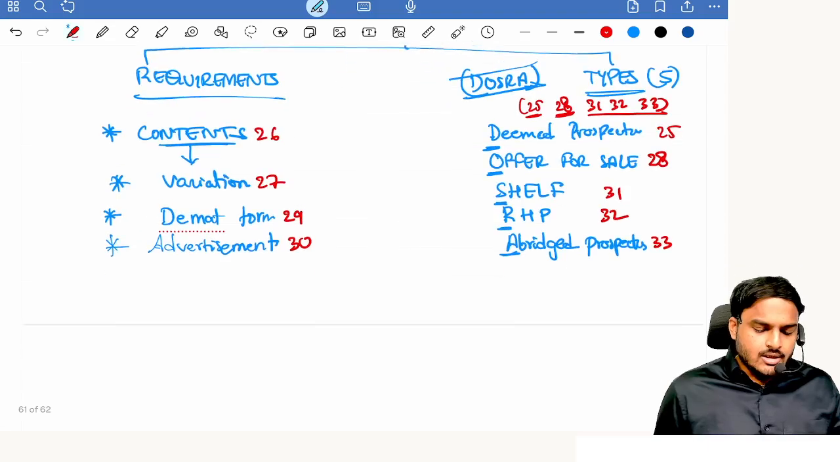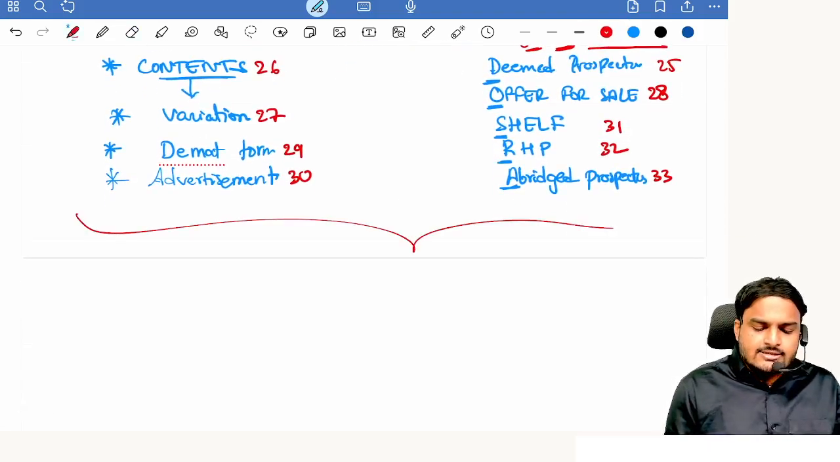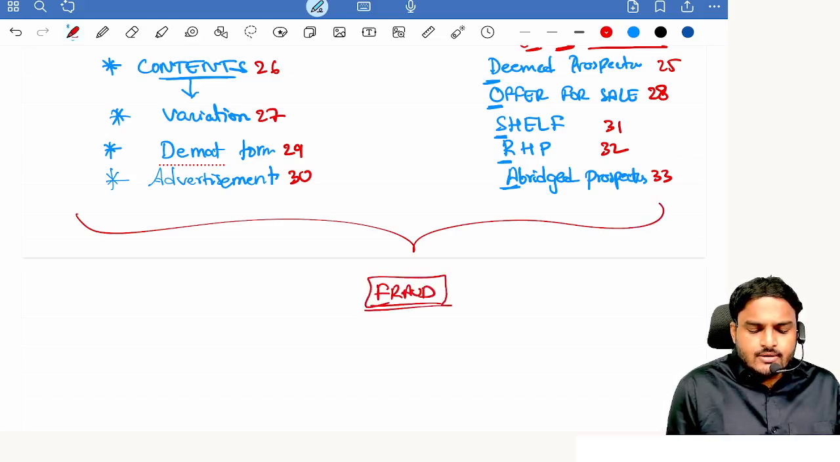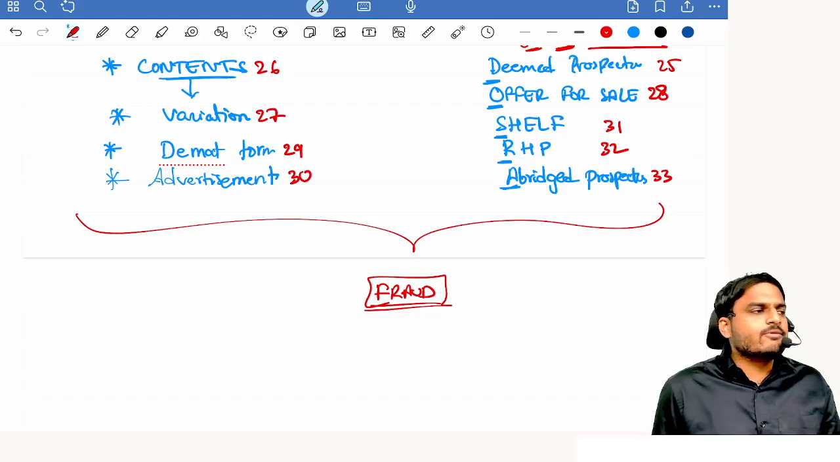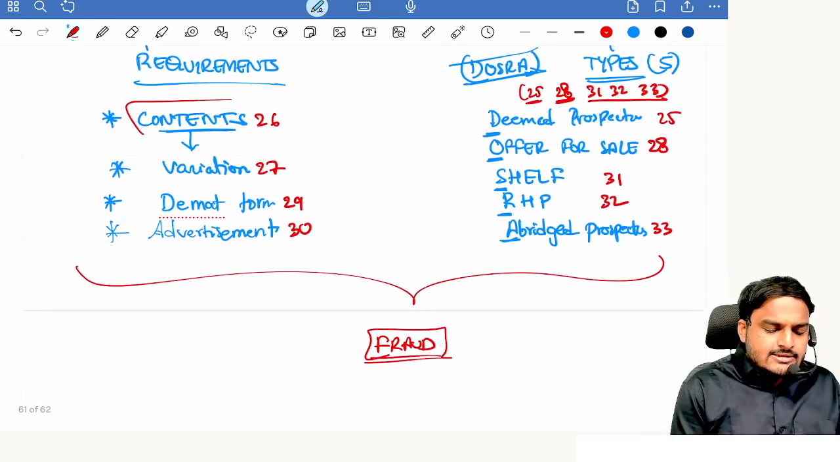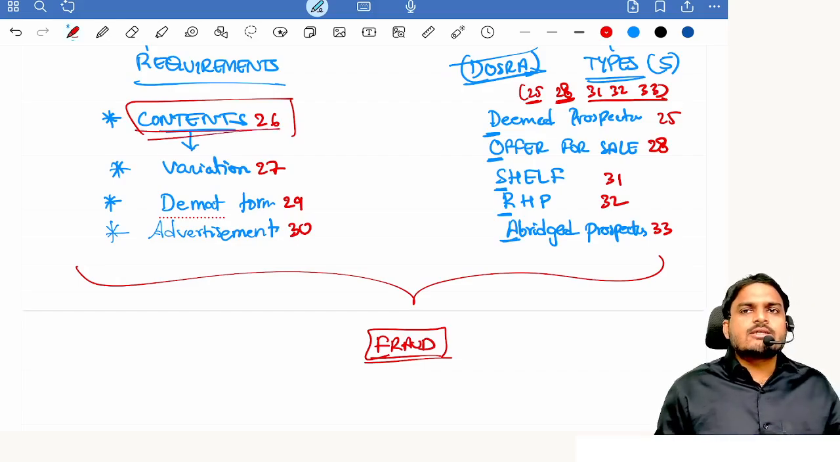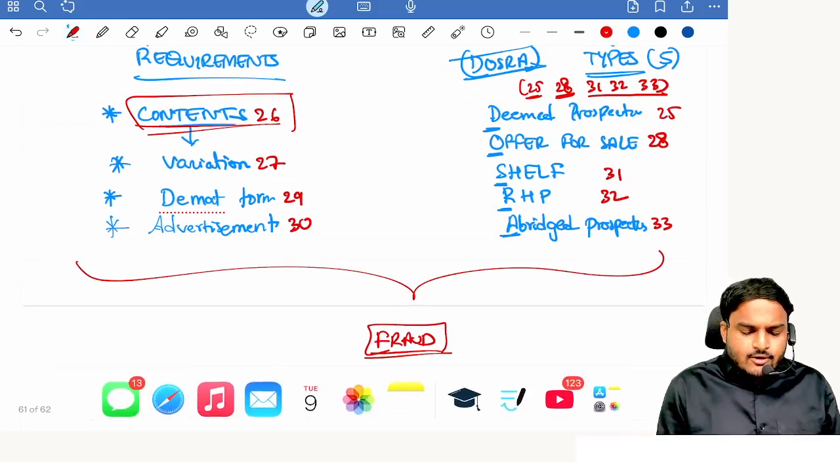And finally, types of prospectus: deemed, offer, shelf, red herring, abridged. Clear? Now, in this prospectus, yes, there is a chance of committing a fraud. First of all, tell me what is fraud? A promise made without an intention to perform, yes or no? A promise made without an intention to perform, we call it as fraud. Now we are specifying matters in the prospectus. Imagine some of the matters contain false information, or some material information is concealed. Now we can call it as fraud, yes or no?